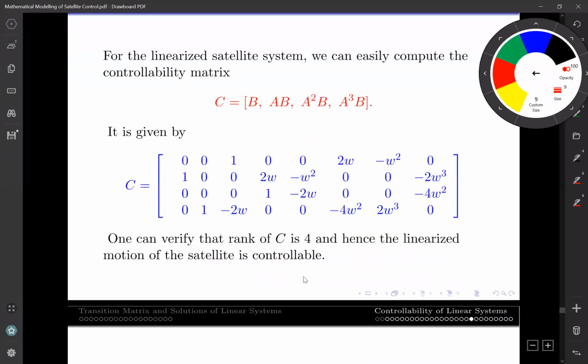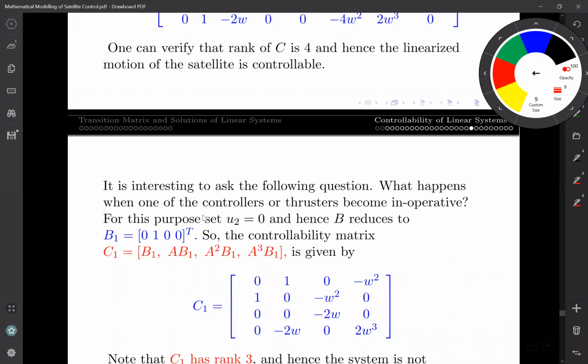Now another interesting question we ask is: what happens when one of the controllers or thrusters becomes inoperative? Suppose that u2 is 0, and only u1 is working.